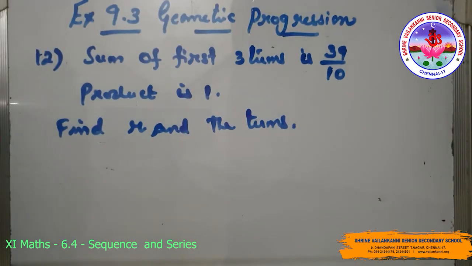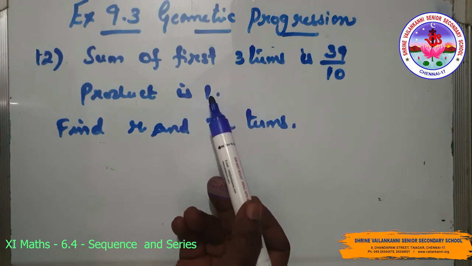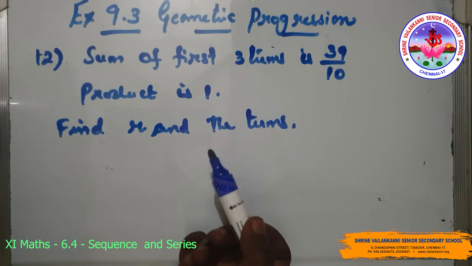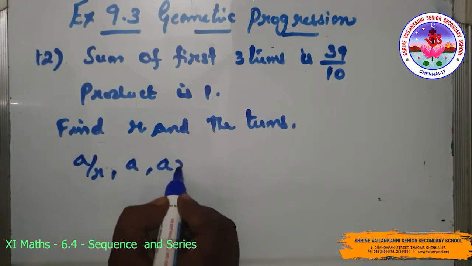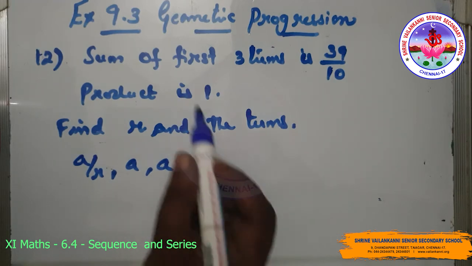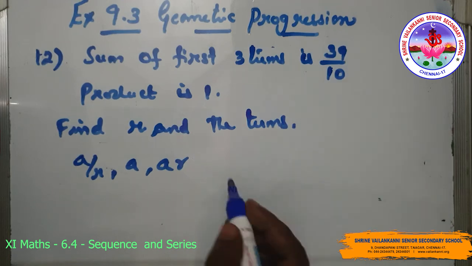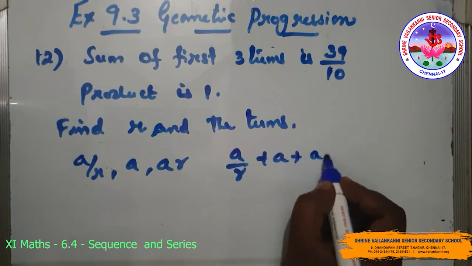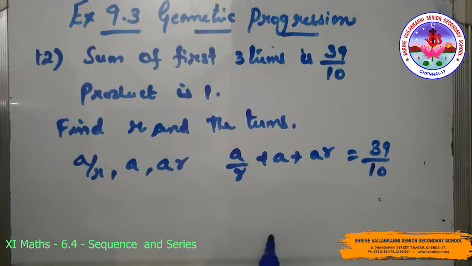12th question. The sum of first 3 terms of a GP is 39 by 10 and their product is 1. We have to find the common ratio and the terms. So first 3 terms of the GP: a by r, a, ar. The sum of first 3 terms is 39 by 10. So we have to add these 3: a by r plus a plus ar, which is equal to 39 by 10.